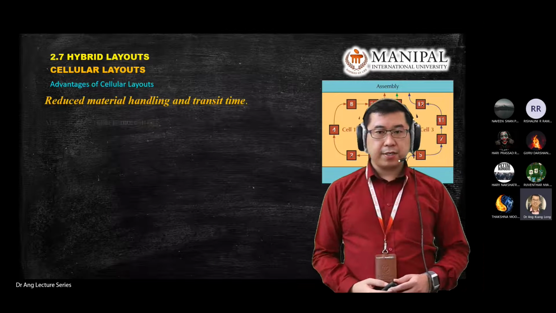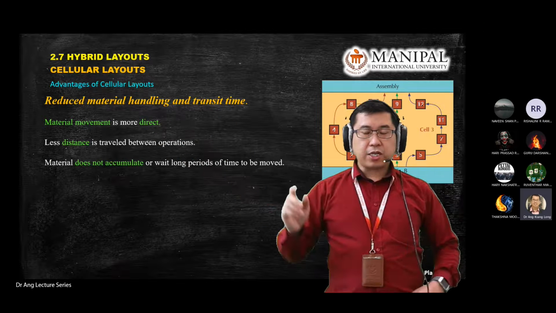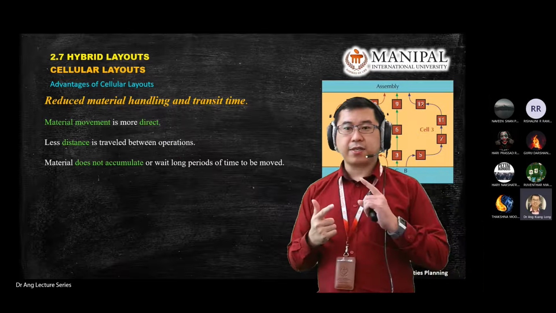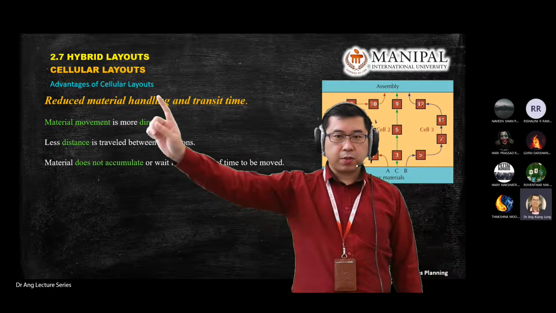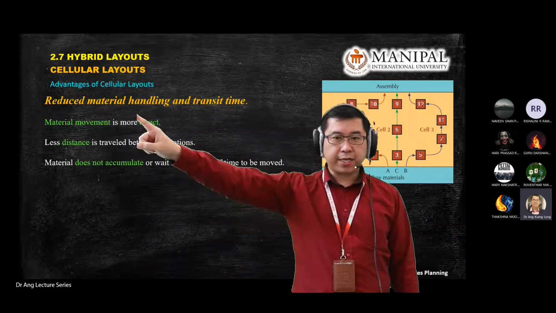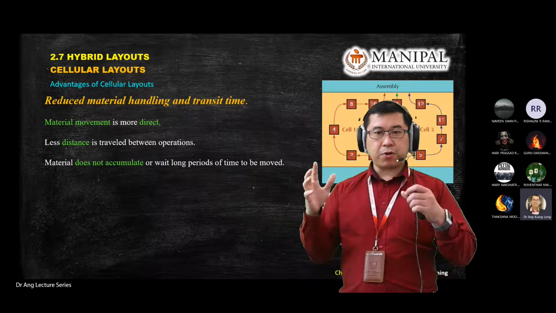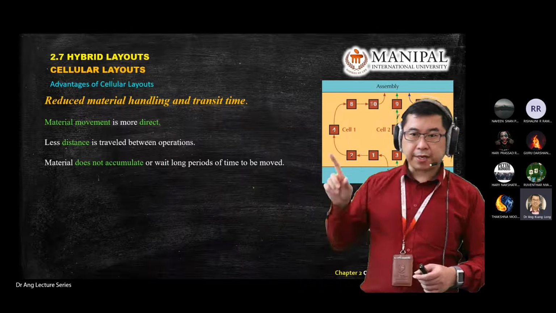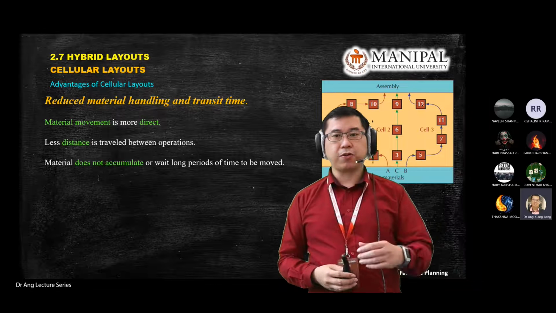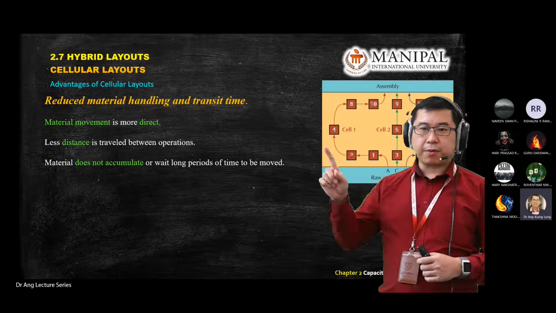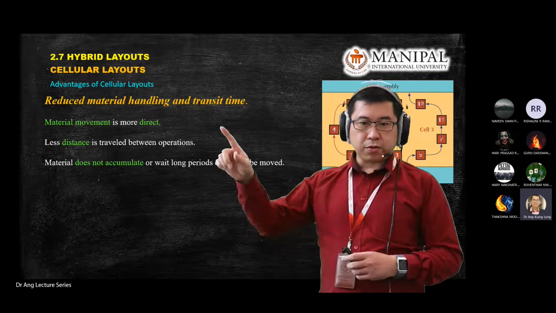Advantages of cellular, there are a few. Again, cellular layout focuses on flexibility and efficiency. When you talk about efficiency, you talk about time. What will affect the time is the material handling and transport time. So if you have a proper cellular layout like this, you're going to cut down the time needed on the production floor to produce the parts from raw material until the assembly. This one you can read.